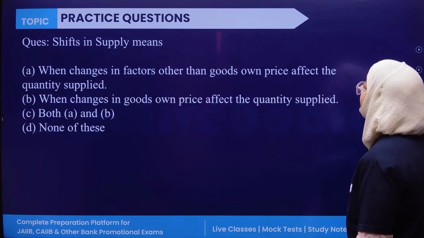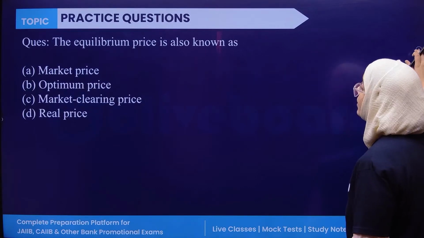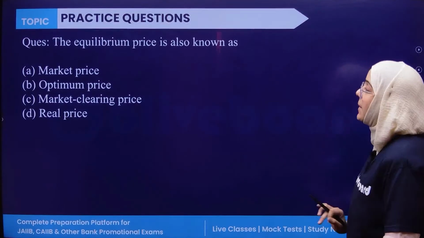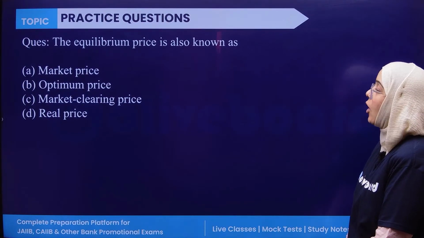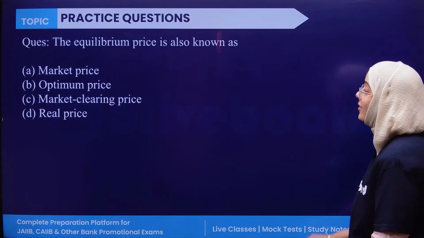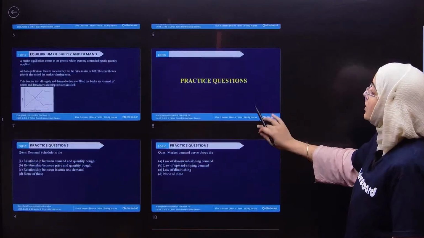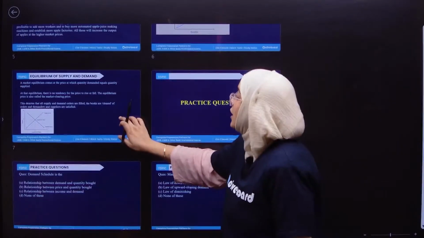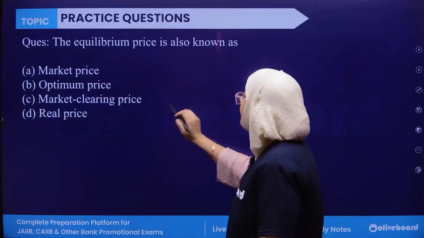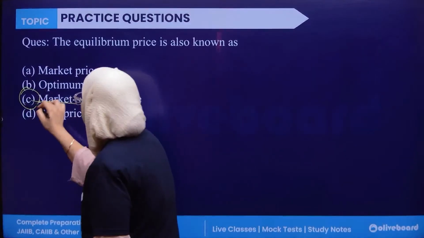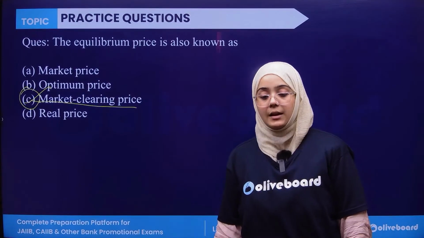Okay. Next, shift in the supply. Okay, so we are not done with the shift in the supply. Last is the equilibrium price, which is also known as market price, optimum price, market clearing price, or real price. So it is also known as the market clearing price. The equilibrium price is also known as the market clearing price.